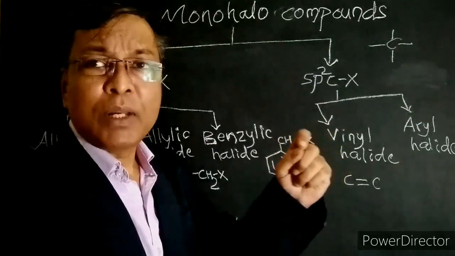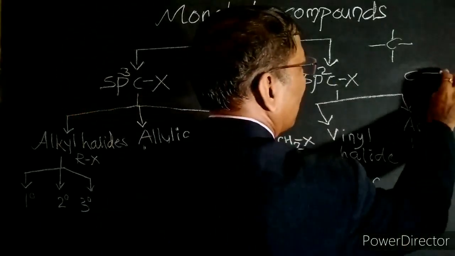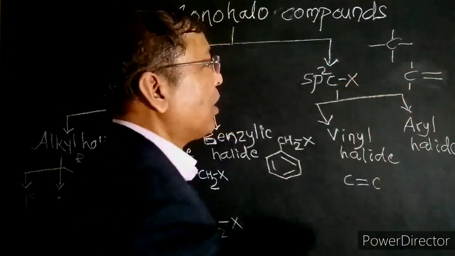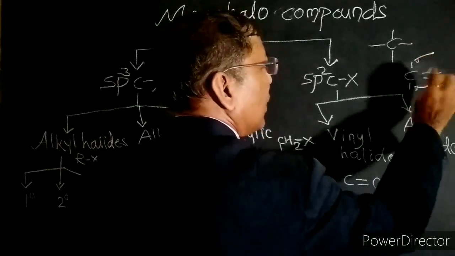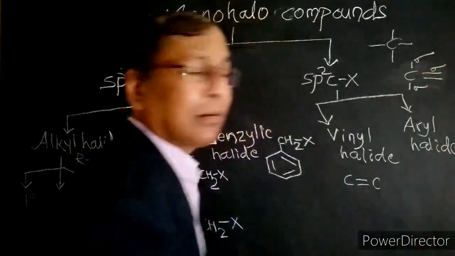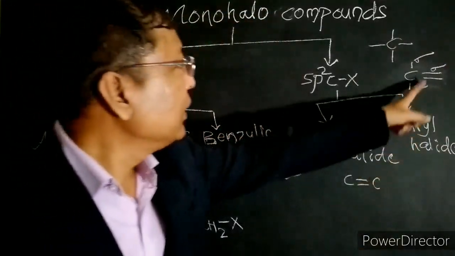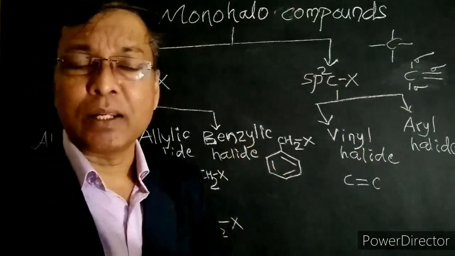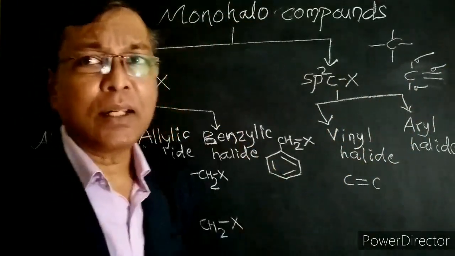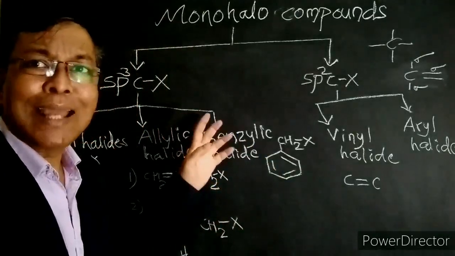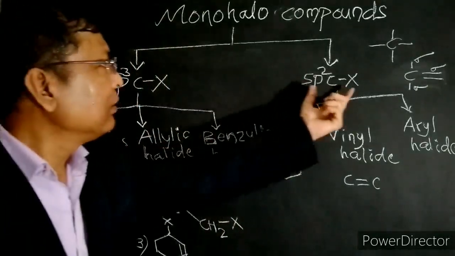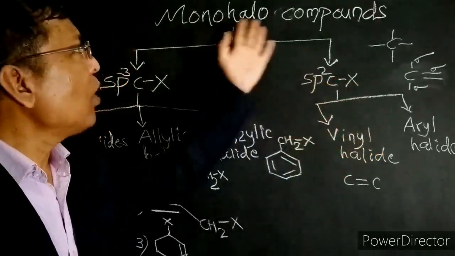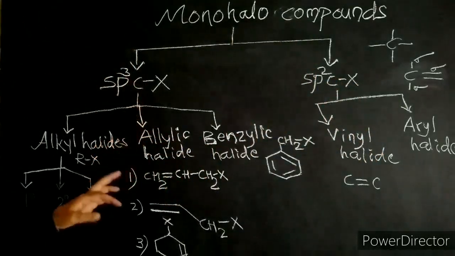If the carbon has 3 sigma bonds, as in the case of this carbon, it has 3 sigma bonds: 1, 2, and in the double bond, 1 sigma bond and 1 pi bond. Therefore, this carbon has 3 sigma bonds. Therefore, it is an sp2 hybridized carbon atom. Depending upon whether the halogen atom is attached to an sp3 or sp2 hybridized carbon atom, the monohalo compounds are further classified in this manner.